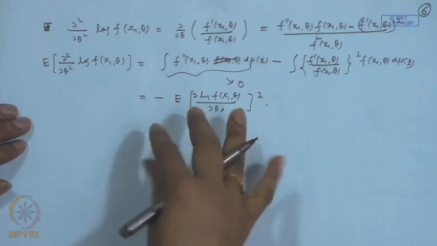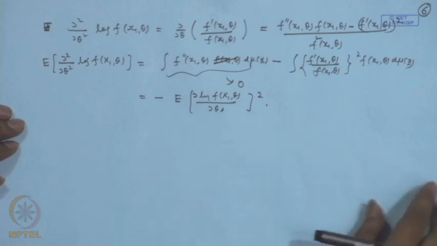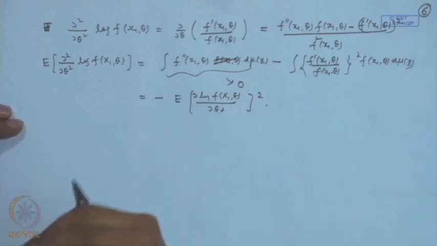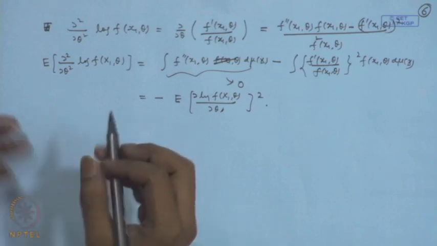So, these are two alternative ways of evaluating this Fisher's information measure. Now, let me give examples of the situations where the lower bound is attained and also the examples where the lower bound is not attained.